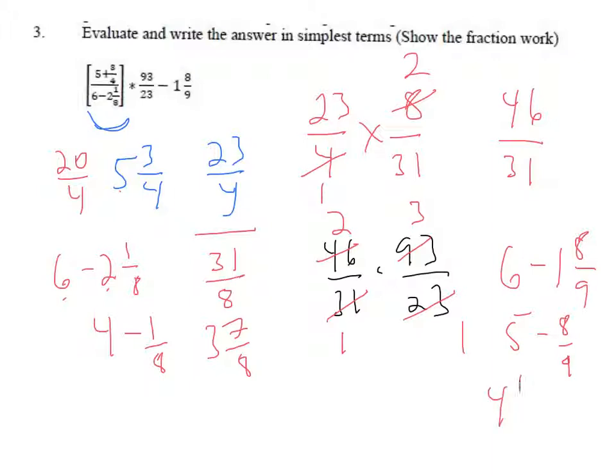So 4 and 1/9 is a perfectly acceptable answer. I mean, you could leave this as 37 over 9. Okay, but it's important I see your fraction work. I want to see your thinking with this, not just type it into Wolfram Alpha.